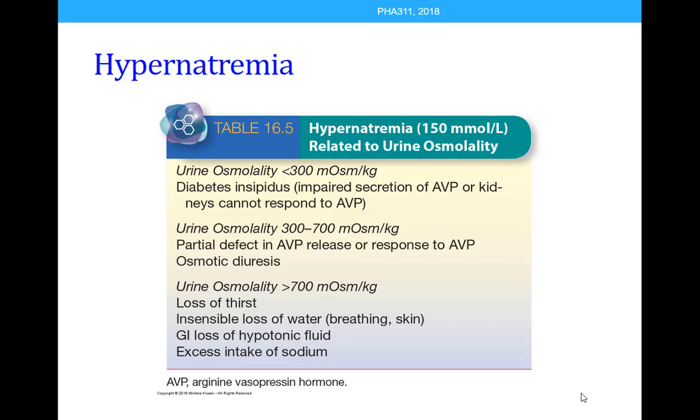If urine osmolality is less than 300, what does it mean? You are losing a lot of water, which means there is diabetes insipidus. ADH is missing, water is going out, sodium is staying in the blood. If urine osmolality is between 300 to 700, it could be due to a partial defect in AVP or ADH release, or could be due to osmotic diuresis. Can anyone tell me what you understand by osmotic diuresis? What is diuresis? Diuresis is formation of urine. Osmotic diuresis happens in diabetic patients.